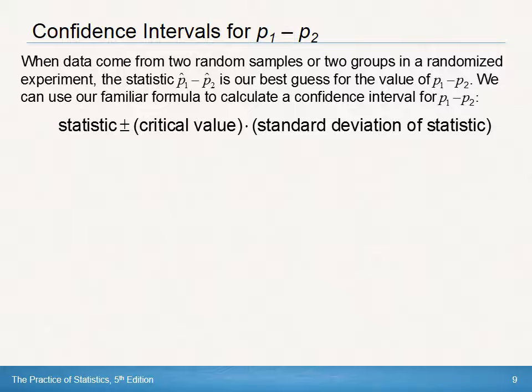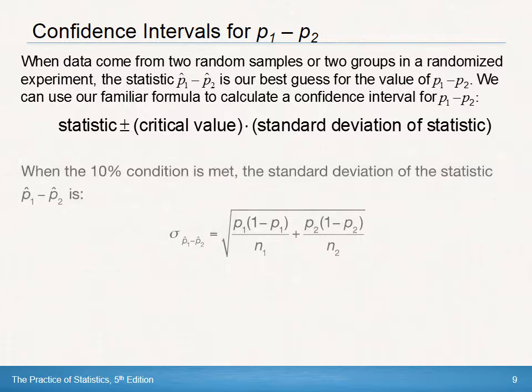When data come from two random samples or two groups in a randomized experiment, the statistic p hat sub 1 minus p hat sub 2 is our best guess for the value of p sub 1 minus p sub 2. We can use our familiar formula to calculate a confidence interval for this difference. Remember, it's the statistic plus or minus the critical value times the standard deviation of the statistic.